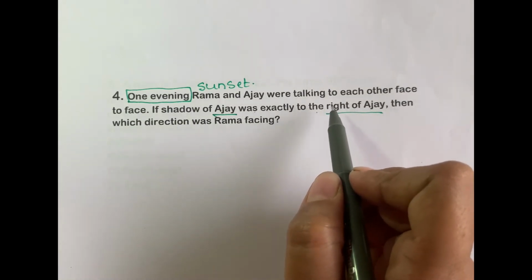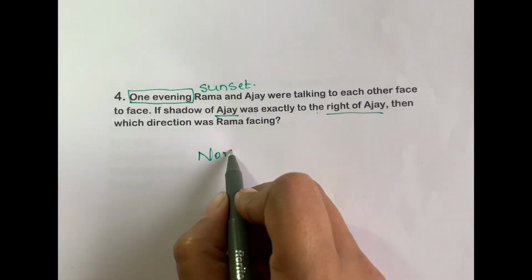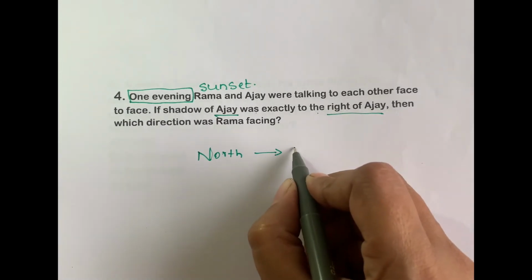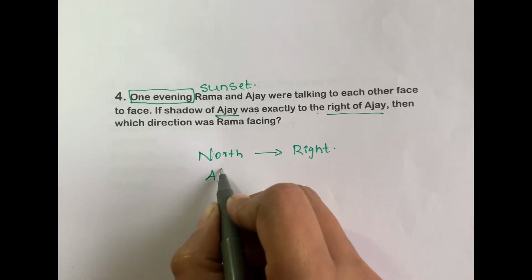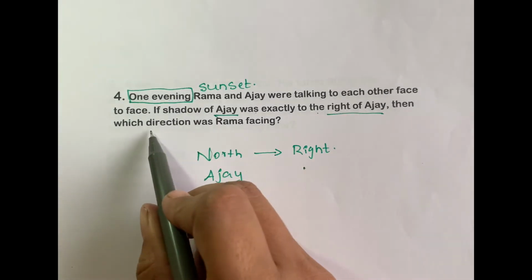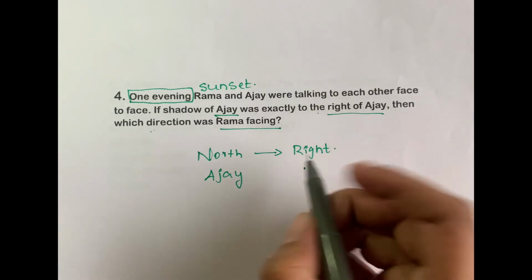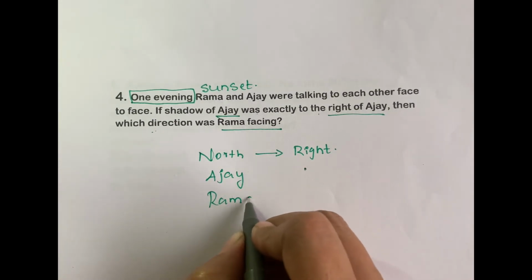When will the shadow be on the right side? When a person is facing north. When a person is facing north, then the shadow will be on the right side in case of sunset. So Ajay is facing north. And what have they asked? They have asked which direction Rama was facing. Definitely, since they are opposite to each other, Rama should be south facing.